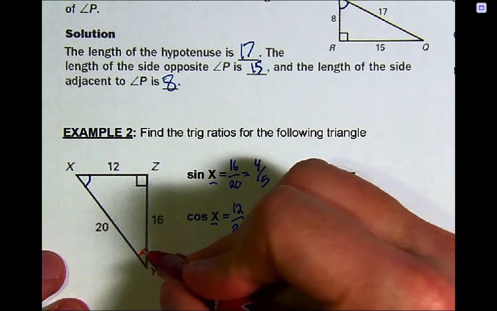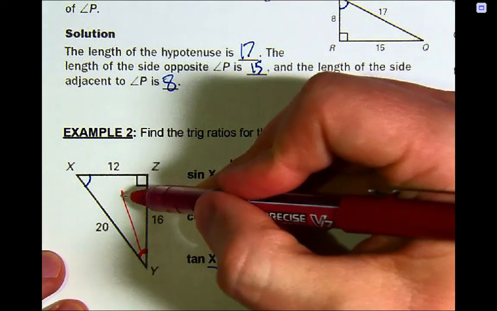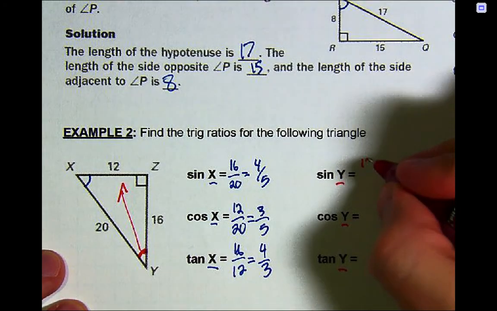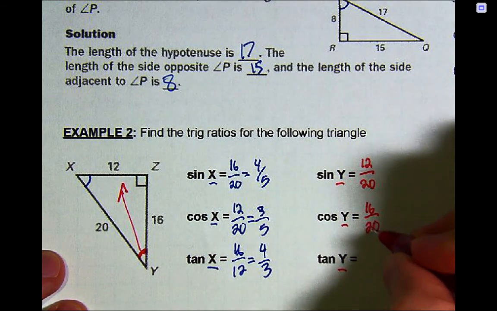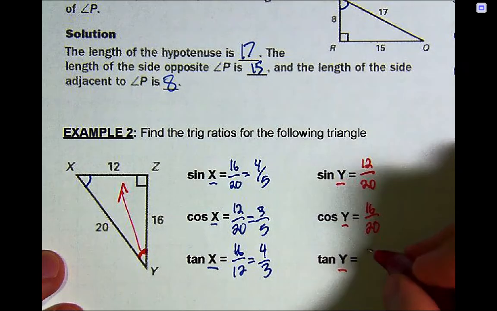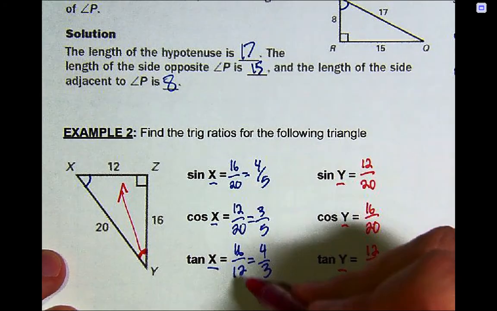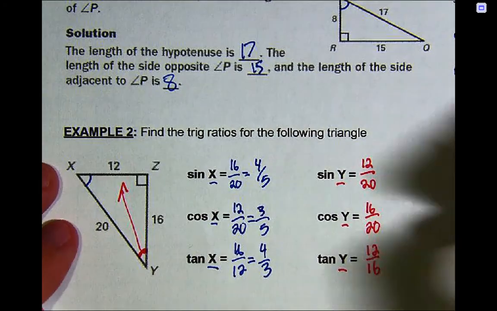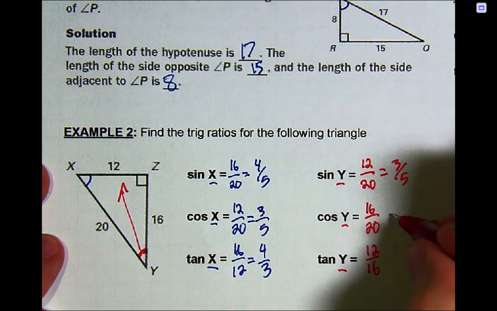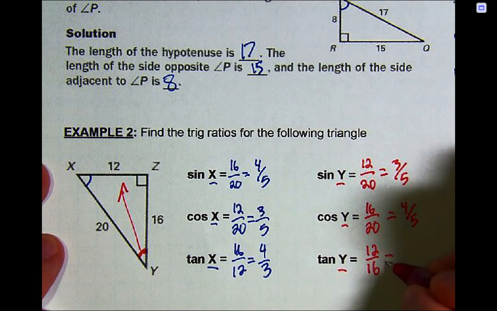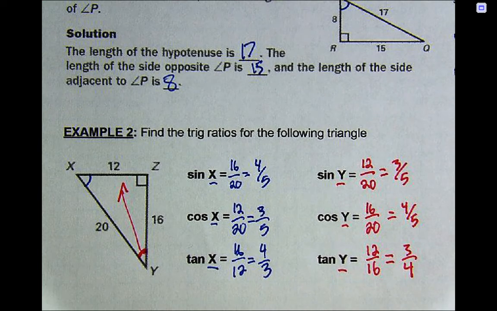Okay, what about angle Y? From the perspective of angle Y, now 16 is adjacent and 12 is opposite. So sine is opposite over hypotenuse, cosine is adjacent over hypotenuse, and tangent is opposite over adjacent. And what do you notice about this? There's some kind of interesting symmetry to how some of these work with each other, which kind of makes sense if you think about it. All right, if you were able to get all of those correct, then you are good to go.